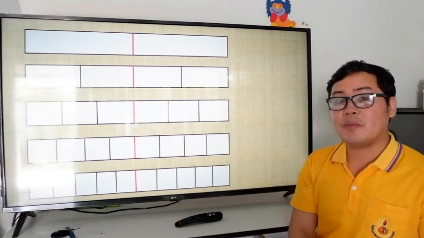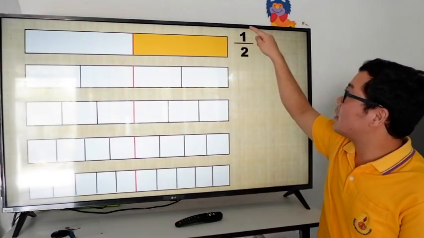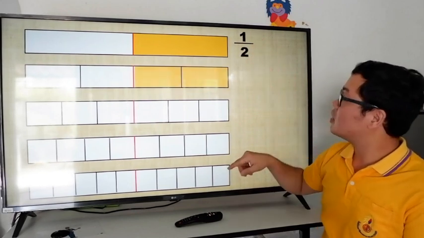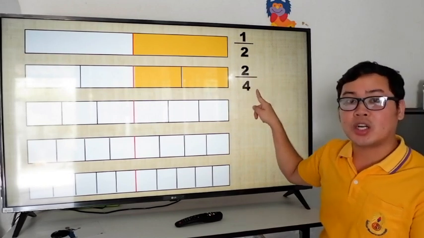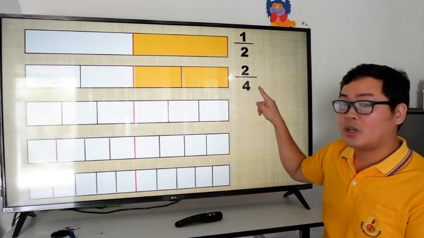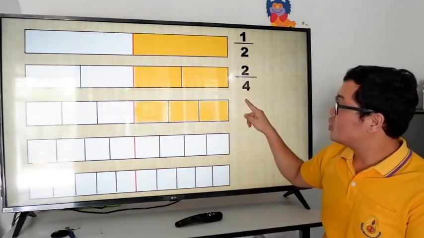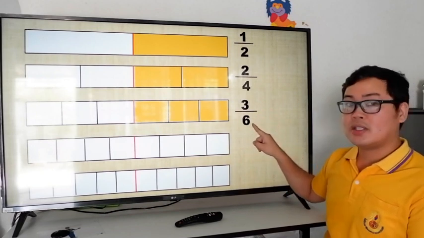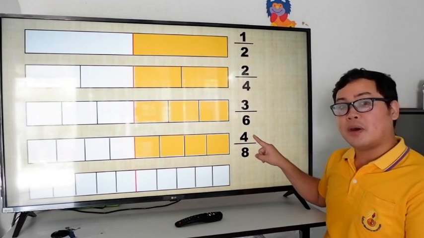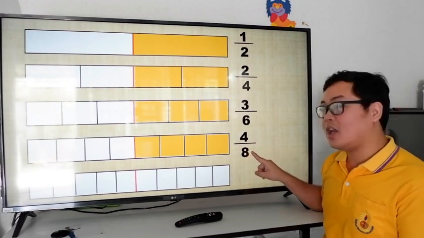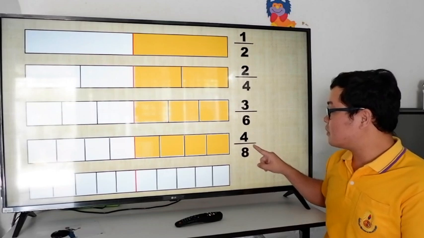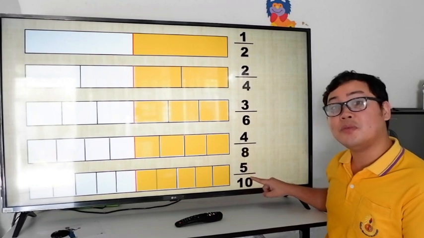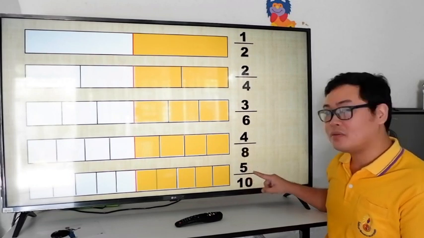So now let's color up 1/2 of each. So we can say 1 part out of 2, or we can say 1/2. 2 parts out of 4, or we can say 2/4. 3 parts out of 6, or we can say 3/6. 4 parts out of 8, or we can say 4/8. And the last one here is 5 parts out of 10, or we can say 5/10.